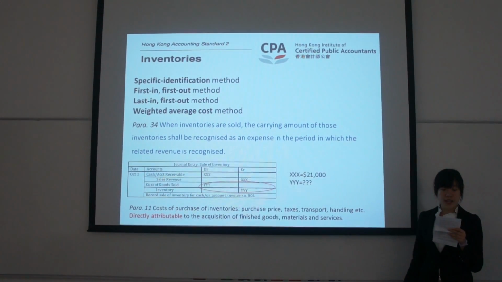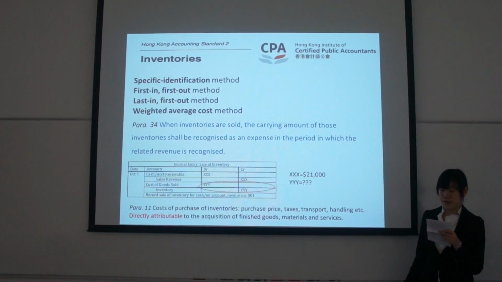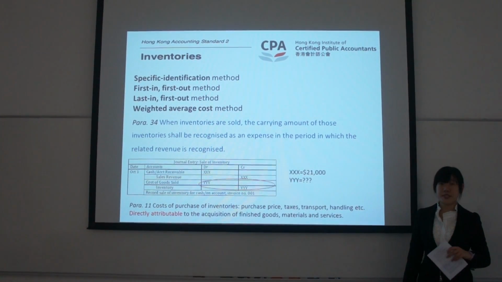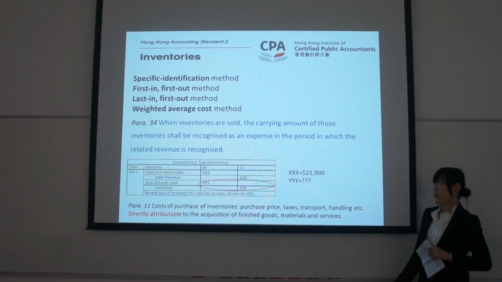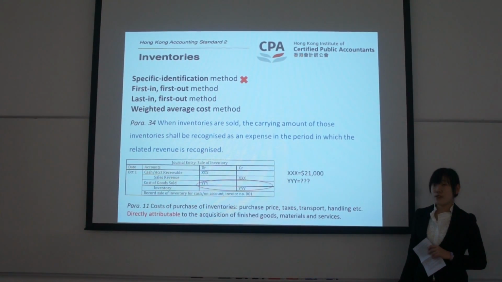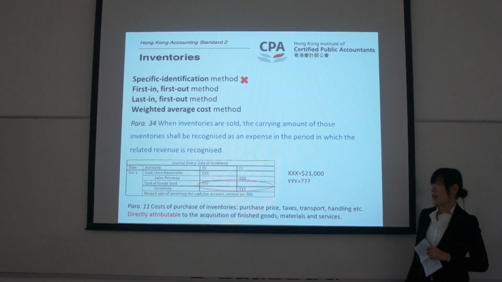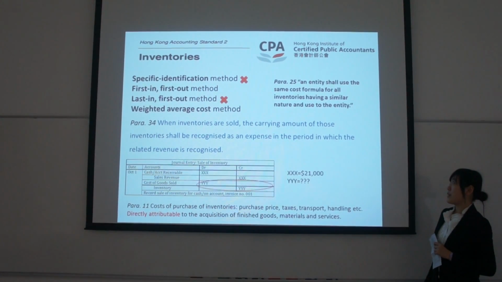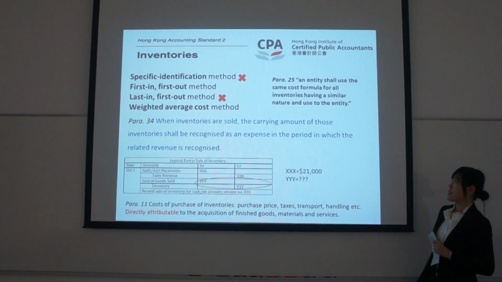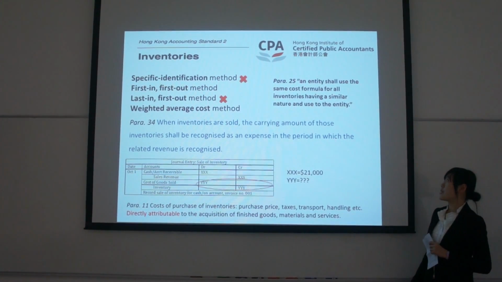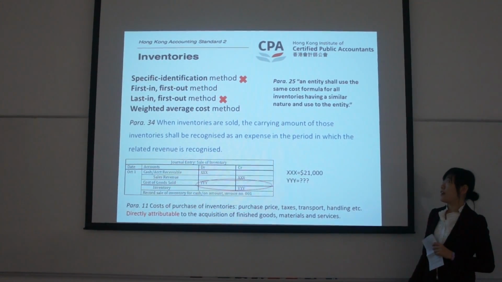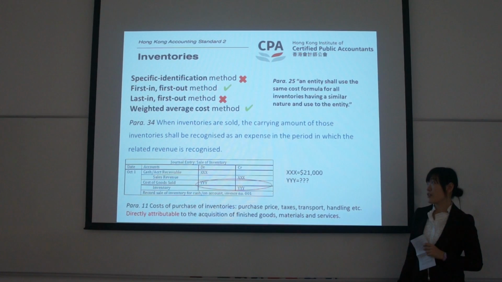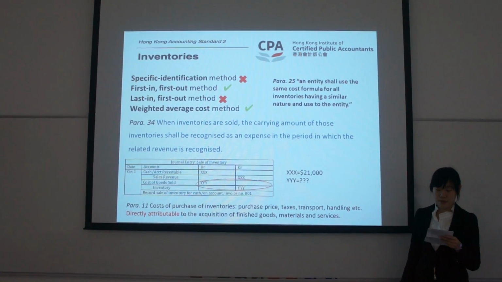Well, in 2111 class, we learned there are 4 costing methods. In our case, as all books are ordinarily interchangeable, the specific identification method does not apply. And also, HKAS does not permit the last-in, first-out method. In paragraph 25, it says that an entity shall use the same cost formula for all inventories having a similar nature and use to the entity. So here we are choosing between the FIFO method and the weighted average cost method.